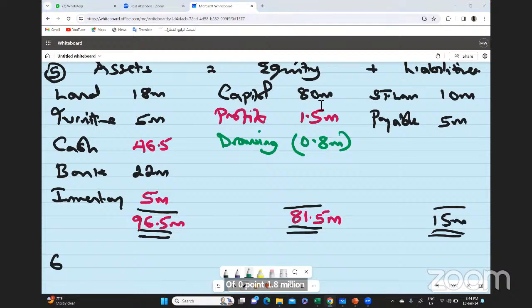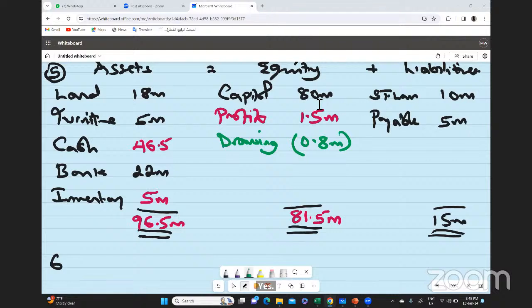Excuse me. Yes, please. Why are we introducing a drawing under equity? Drawings reduce capital, ideally. Oh, yeah, I get you. Yes, Aisha, I think. Is it Aisha?